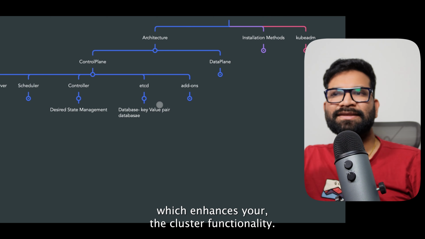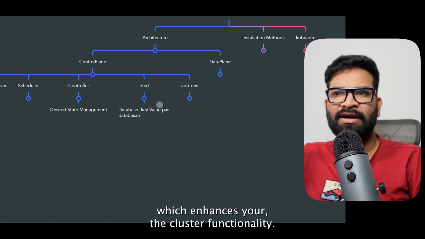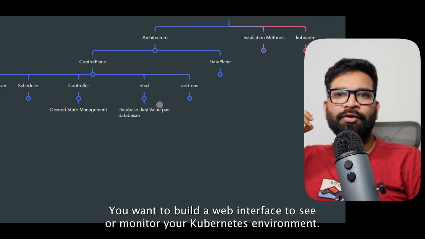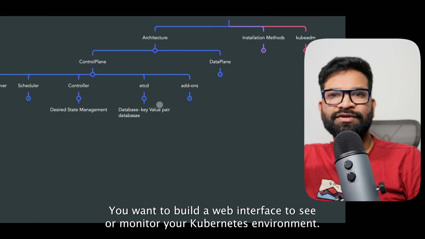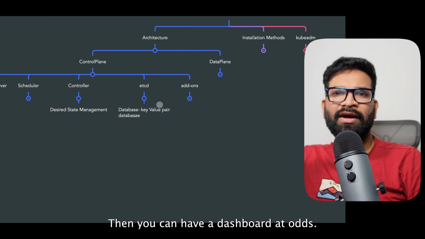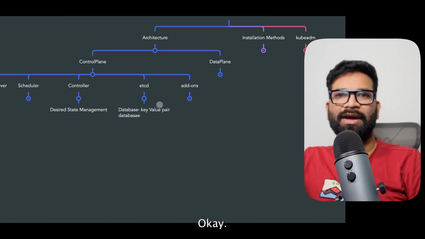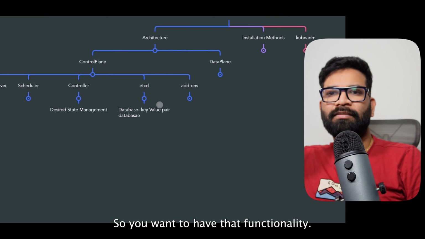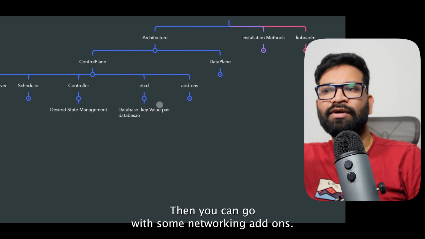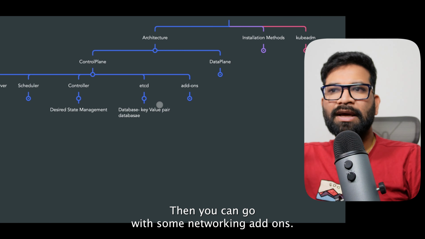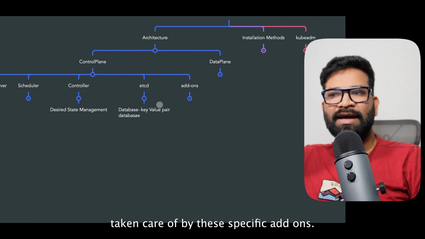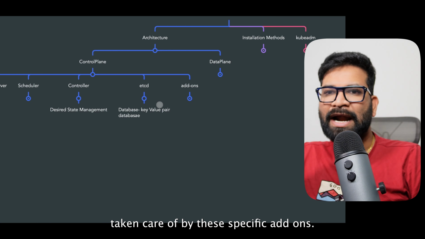And add-ons are basically something which enhances your cluster functionality. Let's say the cluster doesn't have a GUI. You want to build a web interface to see or monitor your Kubernetes environment. Then you can have a dashboard add-on. You want to work on some networking components, so you want to have that functionality, then you can go with some networking add-ons. So like this, the enhancement of the cluster is taken care of by these specific add-ons.